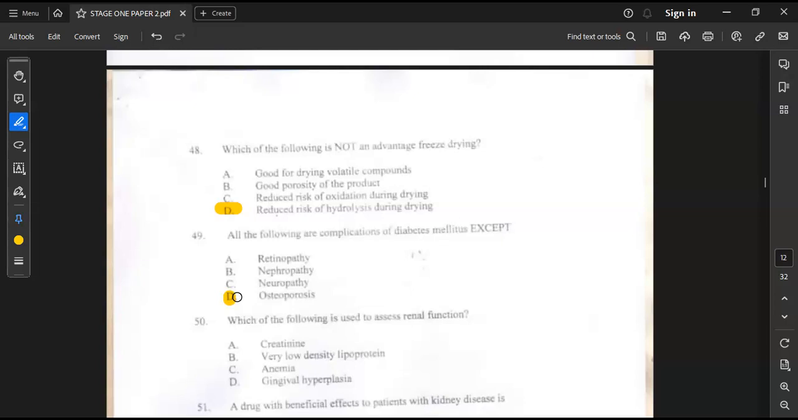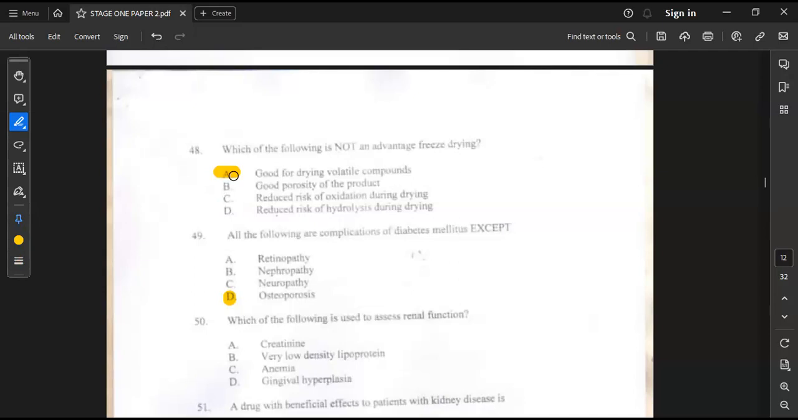Anyone else? And I think the answer is A for 48. Drying takes place at very low temperature, so the chemical decomposition, particularly hydrolysis, is minimized. Okay, you can go with that.